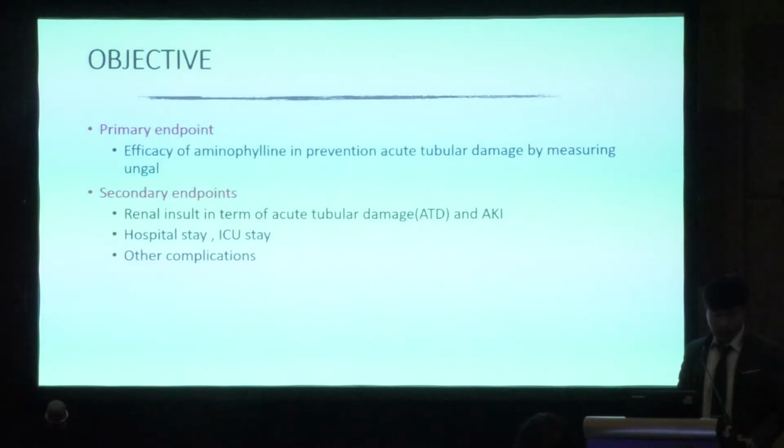Aminophylline acts as an adenosine receptor antagonist at the nephron. At the afferent arteriole, it prevents vasoconstriction, but at the efferent arteriole, it prevents vasodilatation. And at the proximal convoluted tubule, it prevents sodium reabsorption. So it results in an increase in glomerular filtration rate and urine output.